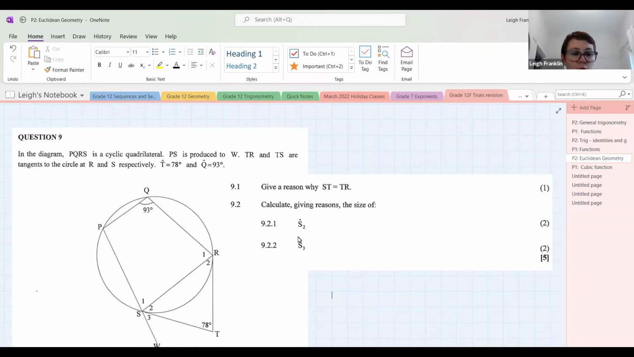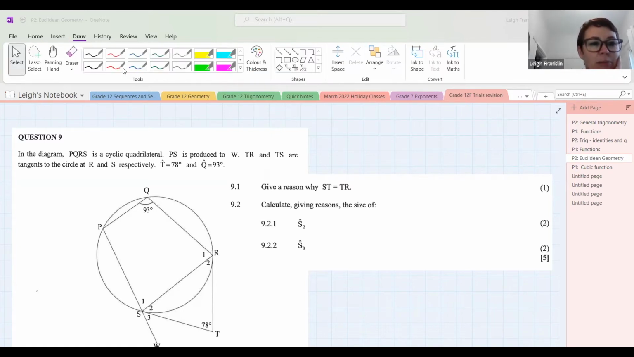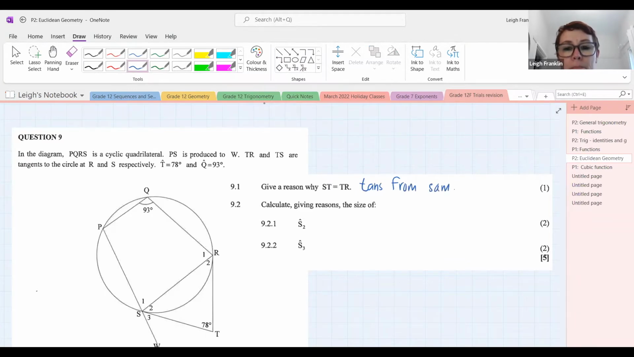All right, so if we have a look at the first question in 9.1, it tells us to give a reason why ST equals TR. So instead of me telling you, can you tell Melissa and I the reason why these two would be equal to one another? There we go, Panache. That's good. I don't know if everybody saw what Panache said, but that's perfect. And that's because they are tangents from the same point. Good, so tangents from the same point. Good job.